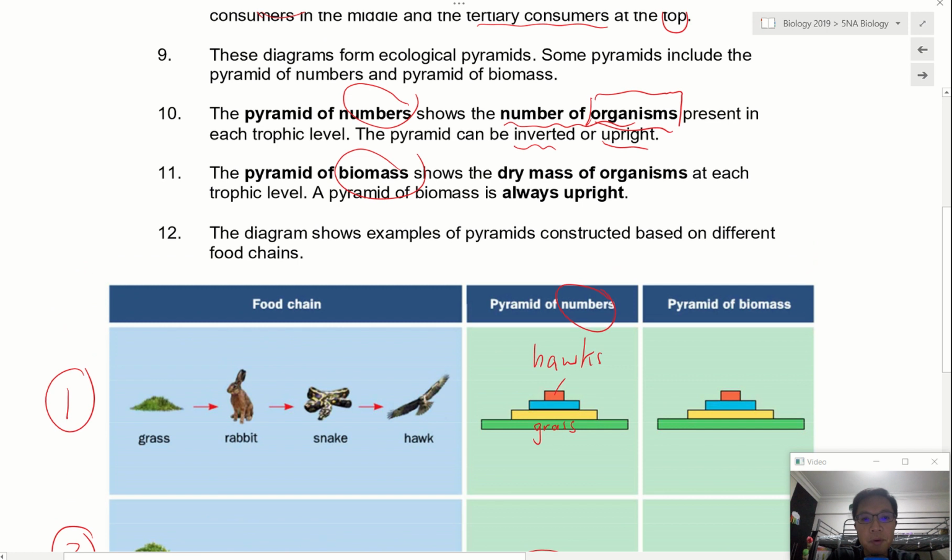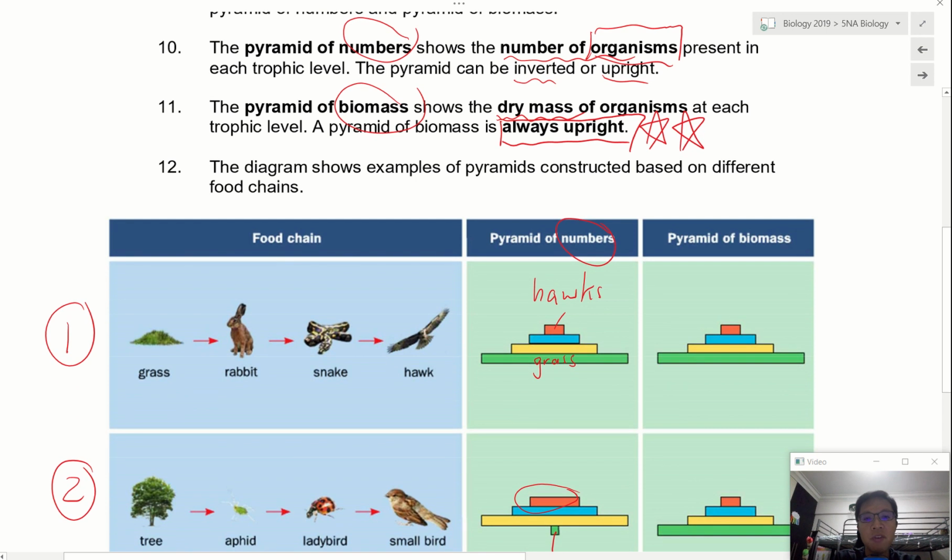Next one, pyramid of biomass. For pyramid of biomass, we want to talk about the dry mass of the whole population of organisms together. Maybe you don't understand this, but the most important thing is that pyramid of biomass is always upright, no matter what type of food chain there is, unless in very rare exceptions.